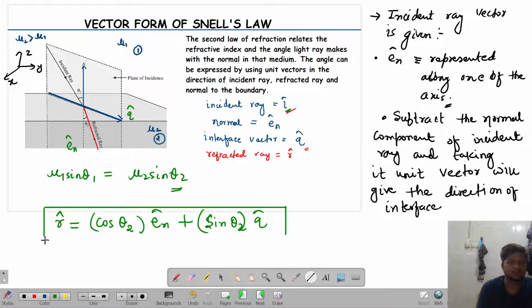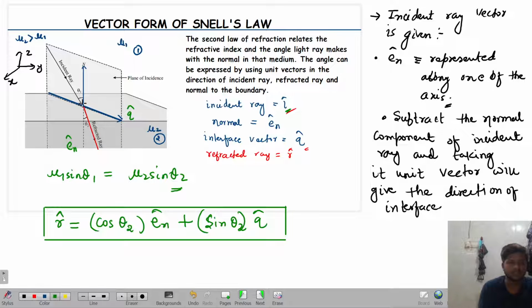See this, what is going to happen? You know that the refracted ray has two components, one along the normal, which is represented by cos, and one along the interface, which is represented by sine. So cos theta 2 into the direction of normal will give the component along the normal, and sine theta 2 into the q cap will give you the component along the particular interface.